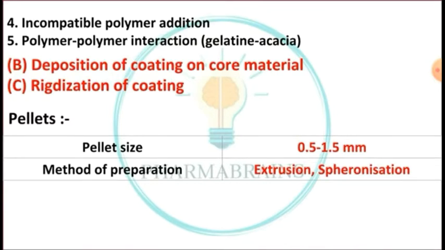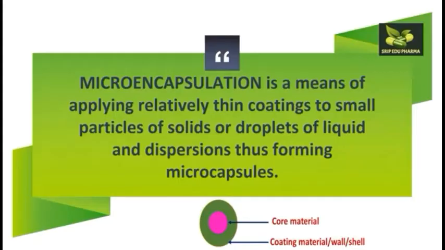So in the GPAT there is a question: which is the correct order of the coacervation phase separation process? The right answer is: formation of three immiscible chemical phases is the first one, second one is deposition of coating, and the third one is rigidization of the coating. Next we see step 1: the first phase is the liquid manufacturing vehicle phase, second one is the core material phase, and third one is the coating material phase.